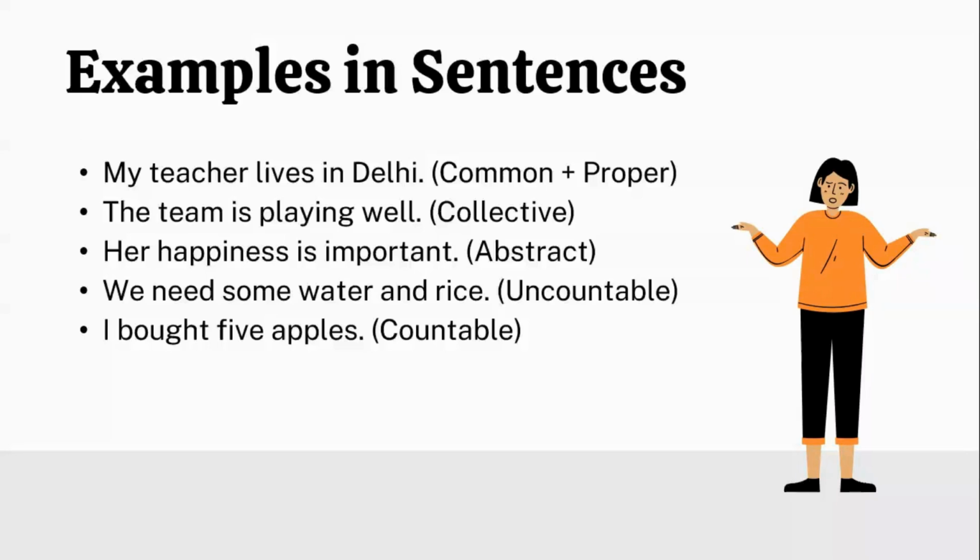Last, but not the least, is what? I bought 5 apples. Okay? Here, you have to find out the countable noun. That is 5 apples. That means you can count it, there are 5 apples. Okay? Is it clear to you all? Okay, so now move to the next slide.